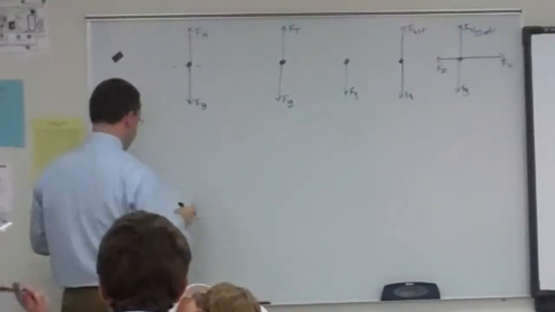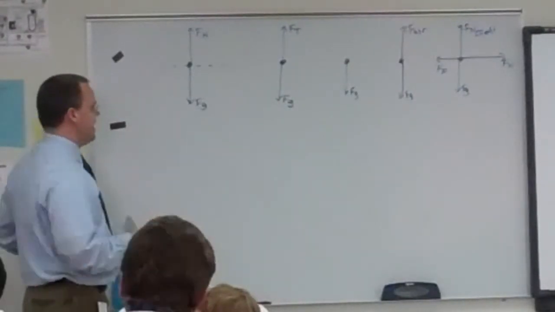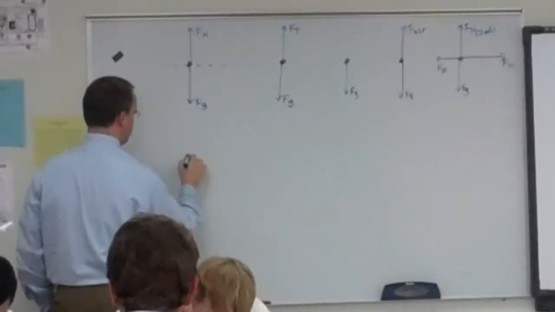A rightward force is applied to a book in order to move it across the desk at a constant velocity. How is this one going to be different?